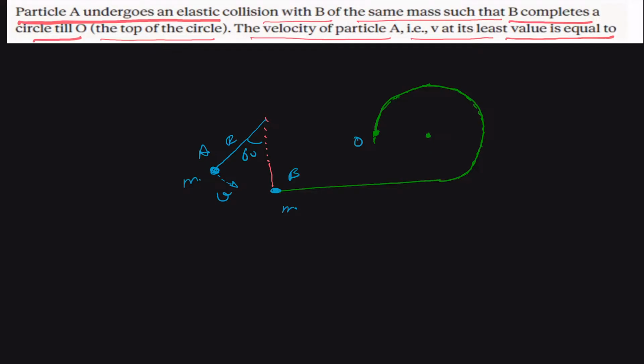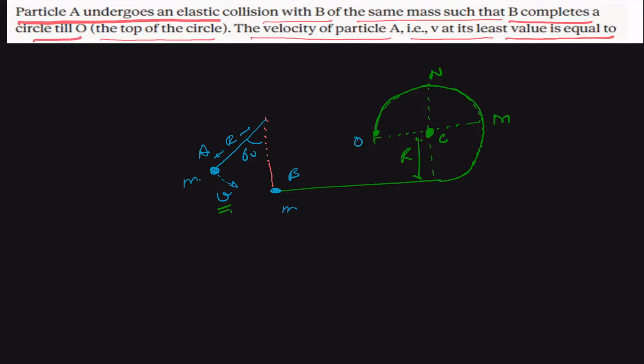R is the radius. We can complete this one. This is the center C, this point is M, this point is N, and the radius is also given as R. So this is the basic question, and we have to find the velocity of A, that is V.